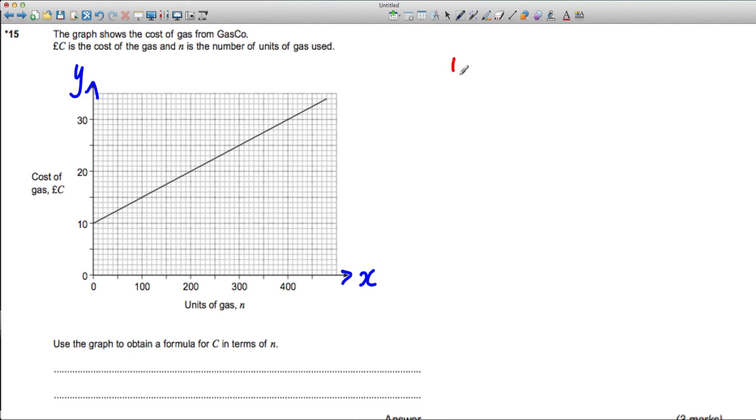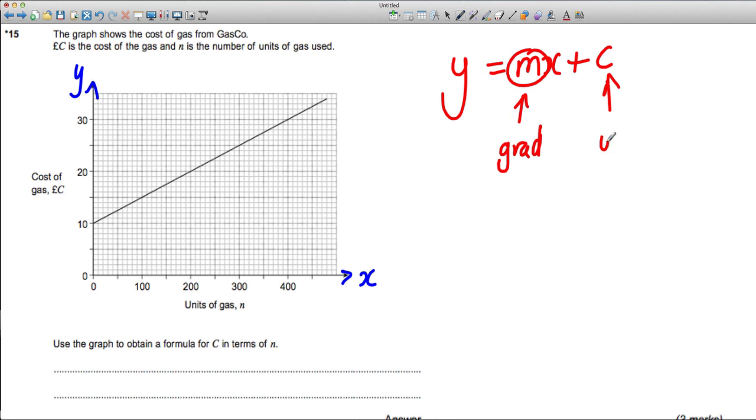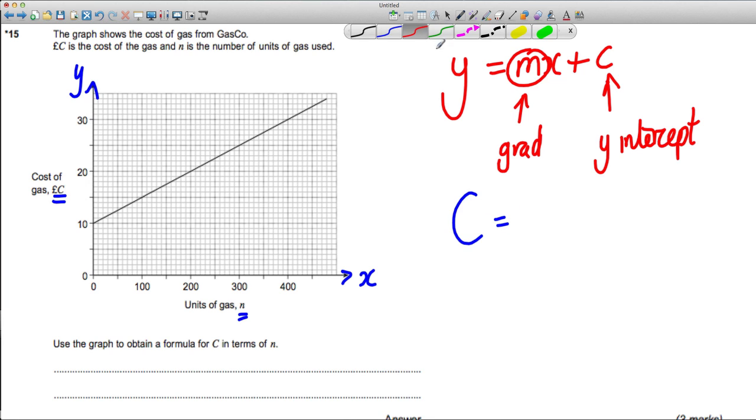Now, you should know a straight line graph is y is equal to mx plus c. M is the gradient, and c is the y-intercept. Now, in this case, we haven't got a variable y and a variable x. We've got a variable c and a variable n. So in our case, we're dealing with c is equal to, I'm going to keep m as it is, m multiplied by n plus little c, where c is the intercept. Now we need to find this number and this number.